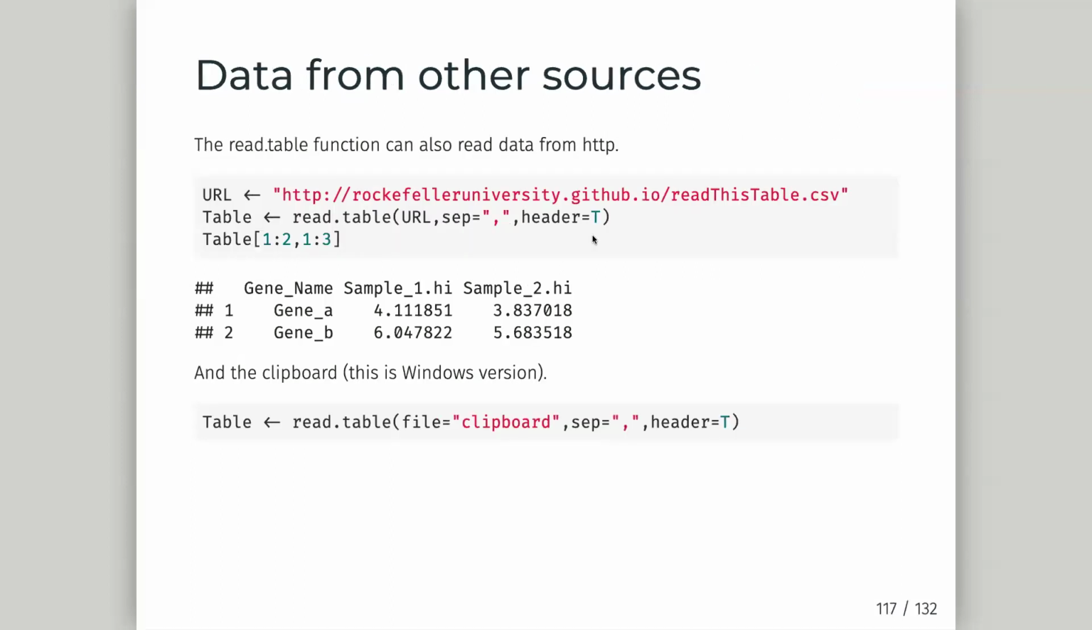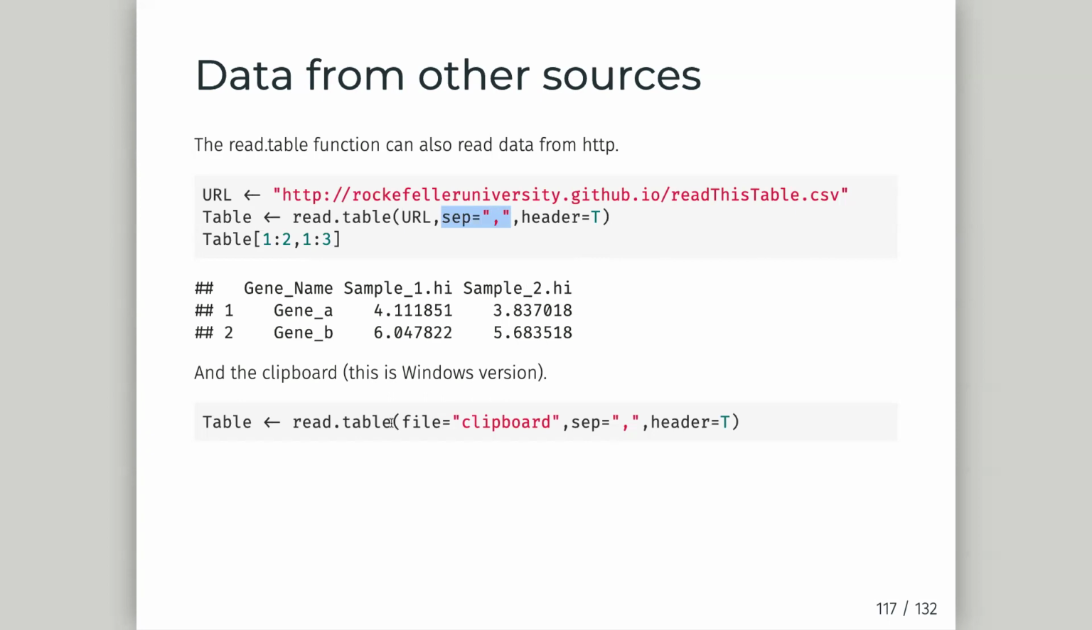So the read table function can also read from HTTP, HTTPS, FTP, as long as it is not private. We have some on our GitHub IO page somewhere. We have the same table. I don't need to change anything. Read table will recognize it's a URL. It will automatically download it and read it for me. I just need to say sep equals comma, header equals true, and I get the same table.